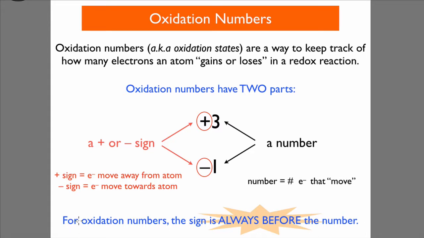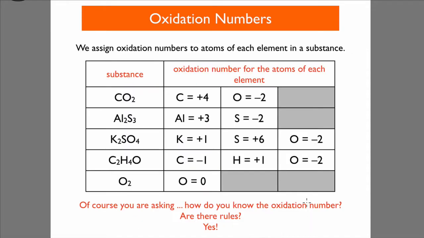And it's very important that the sign is always before the number. You can see how important that is because there's this nice fancy star there emphasizing how important it is. We assign oxidation numbers to atoms of each element in a substance. Let's have a look at carbon dioxide here. The carbon has an oxidation number of +4. The oxygen has an oxidation number of -2. And there's two oxygens, so altogether it would be -4. And you can see it balances out, so there'll be no charge.